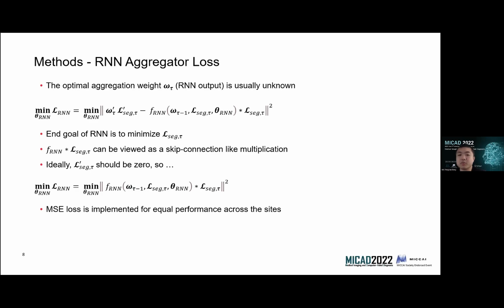However, since there are so many layers and calculations in between, we can instead directly connect the predicted aggregation weight and the segmentation loss through a skip connection-like multiplication. And because the ideal value of the segmentation loss is 0, we can simplify the loss function to the second equation in this slide, which is to just minimize the multiplication of the RNN output and the segmentation loss. In addition, to penalize the imbalanced performance across different sites, we adopted a mean square error loss to penalize unbalanced behavior during the training process.